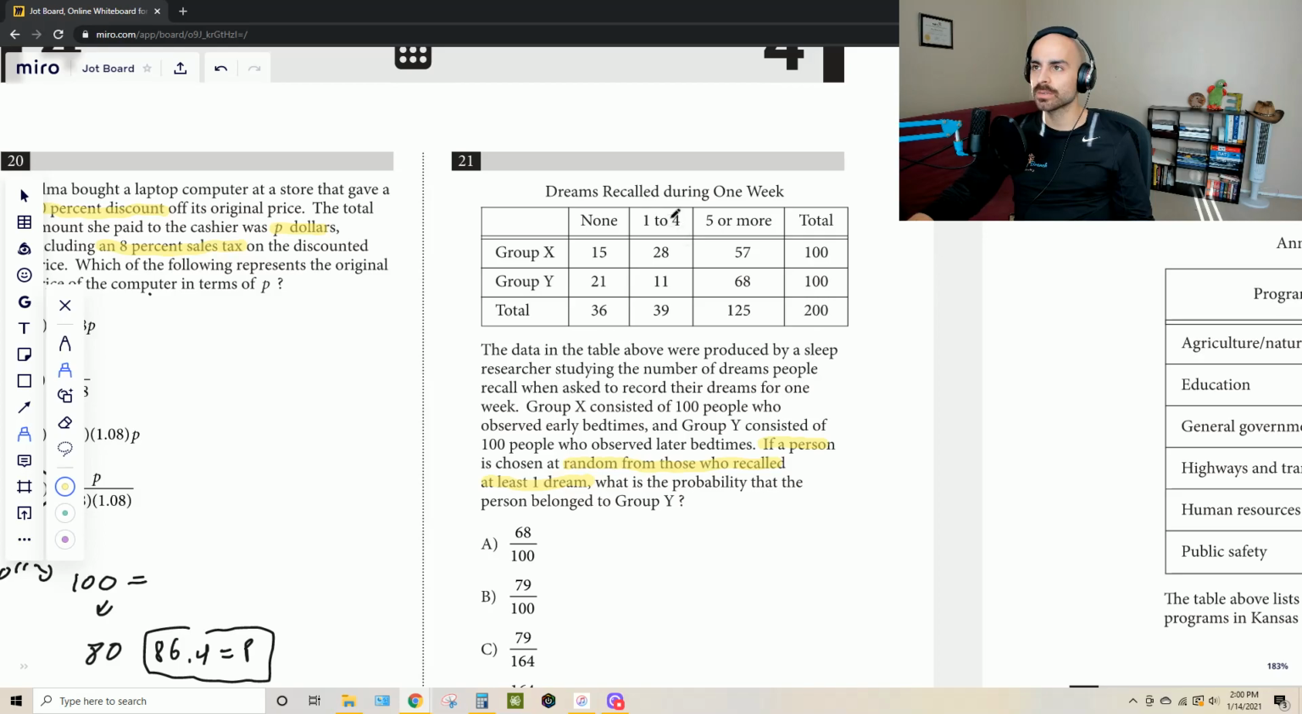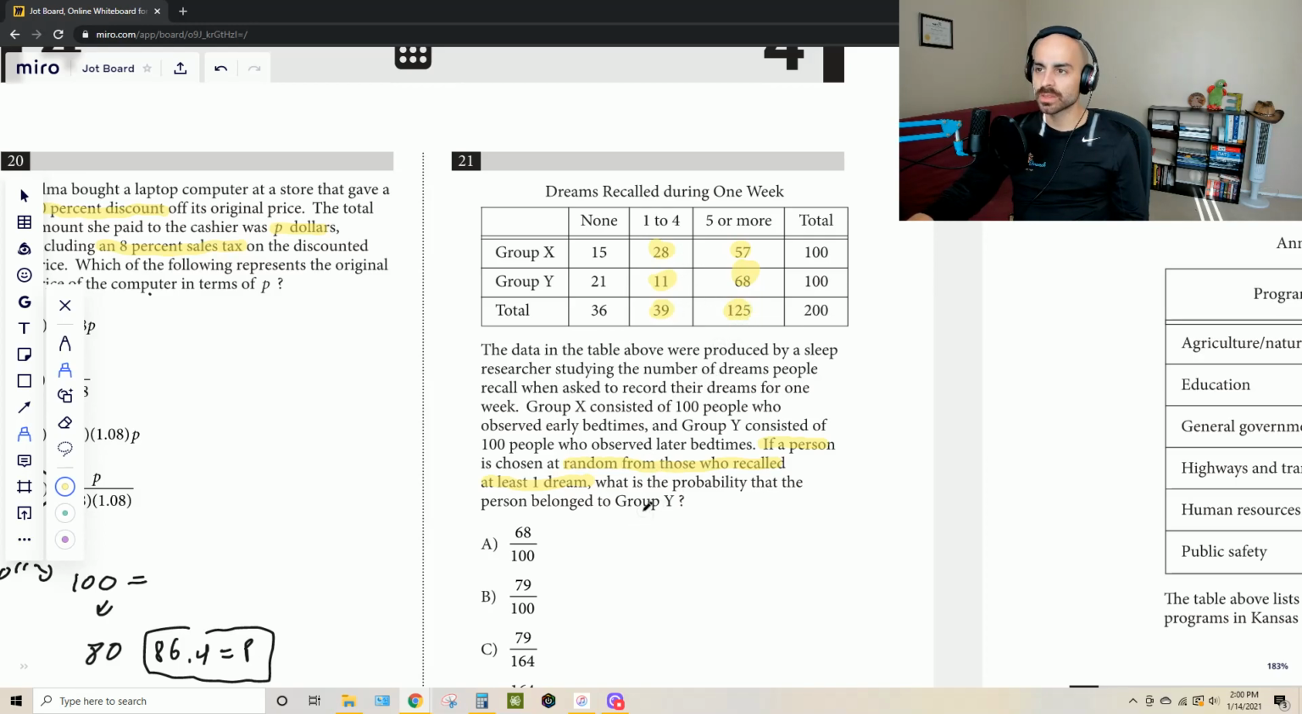And if we look at our table here, we see that the dreams we have none. So this entire column here is useless, but this is good because they have 1 to 4. And then this is good, and this is good, and this is good. So really the numbers that we want to work with are all in these two.